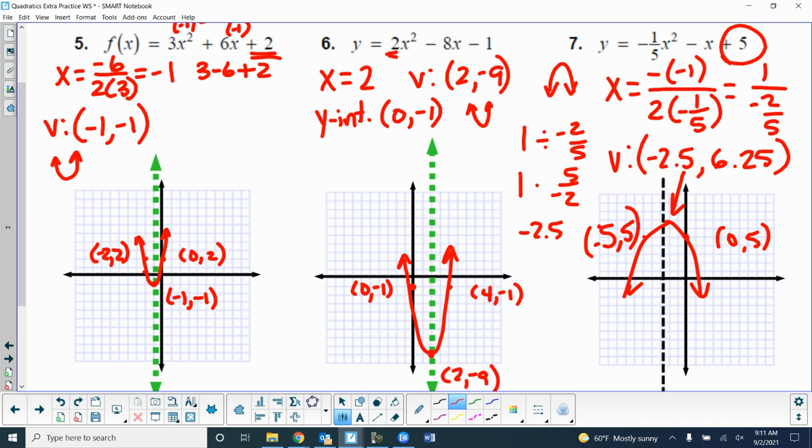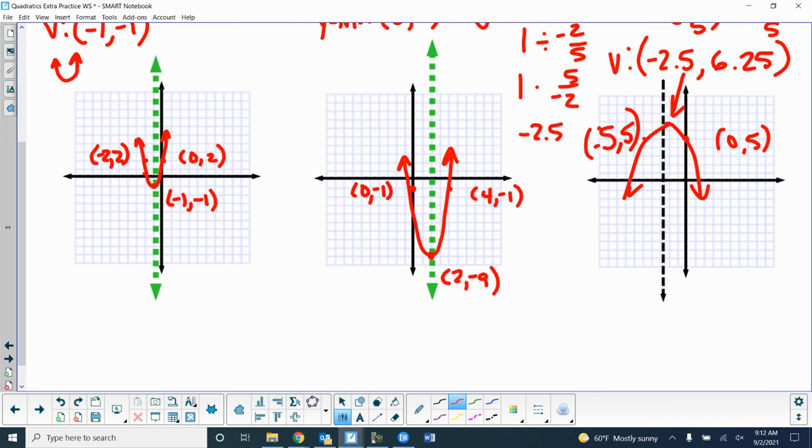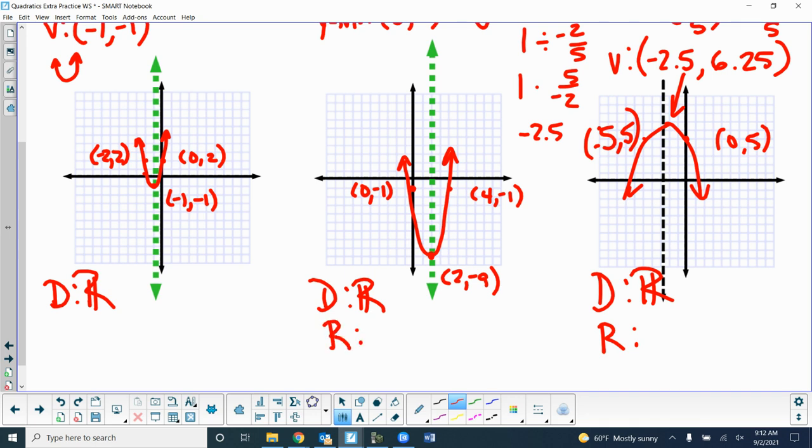All right. Number 8, min or max? What's the value? Anybody? Spencer. Y is less than or equal to 14. Oh, you know what we forgot to do on 5 through 7? Domain and range. Sorry about that. So domain is always what? All real numbers. So all 3 of these, all real numbers. What's the range? What values are we looking at for range? Y, thank you.